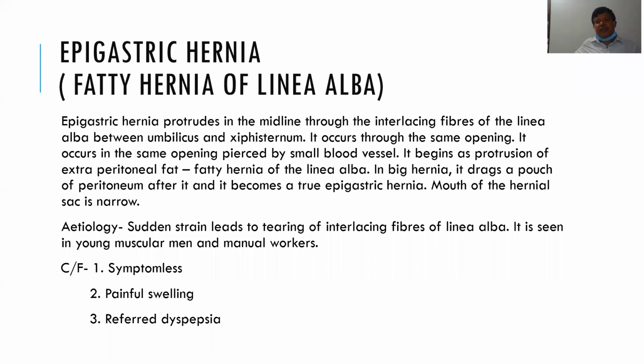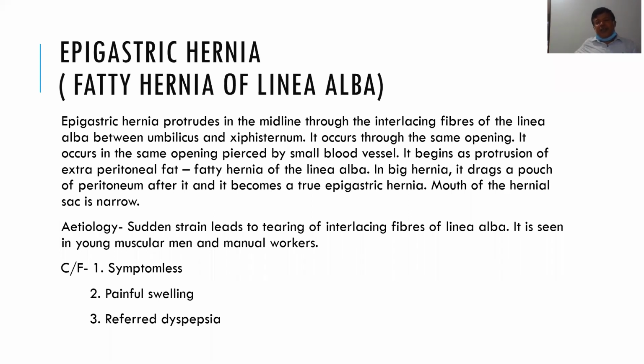Initially the peritoneal contents or even the extraperitoneal tissue enters. So it begins as a protrusion of extraperitoneal fat. That's why it is also called fatty hernia of the linea alba. In a small epigastric hernia, remember, there may not be any typical hernial sac. Only the extraperitoneal fat or peritoneal fat may enter the linea alba below the subcutaneous plane. In a big hernia, it drags a pouch of peritoneum, and then it becomes a true epigastric hernia. The mouth of this hernia sac is too narrow.